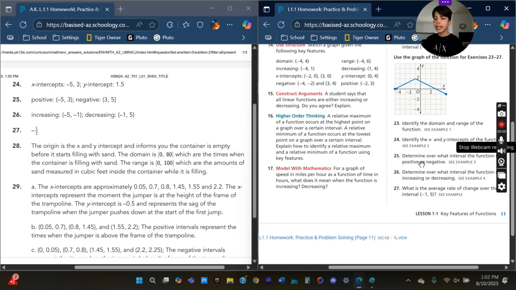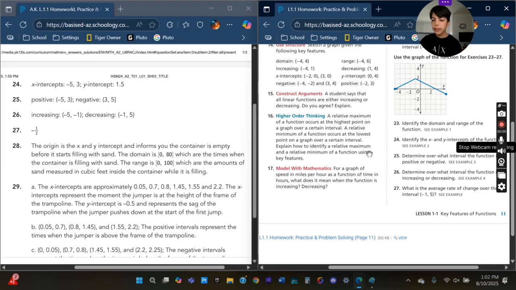So the answer for the x-intercepts would just be -5 and 3. For the y-intercept, it's just when it crosses the y-axis, and you can see here it's in the middle between 1 and 2, so it'd be 1.5. And that would be your answer over here.